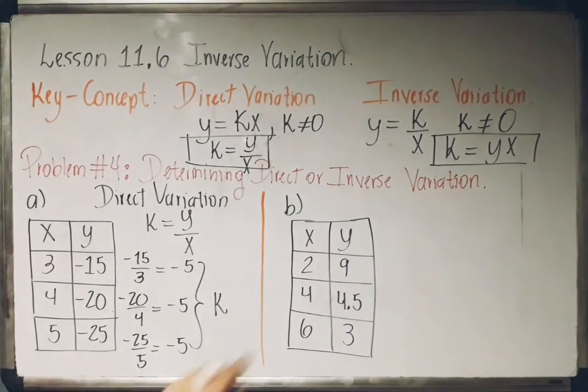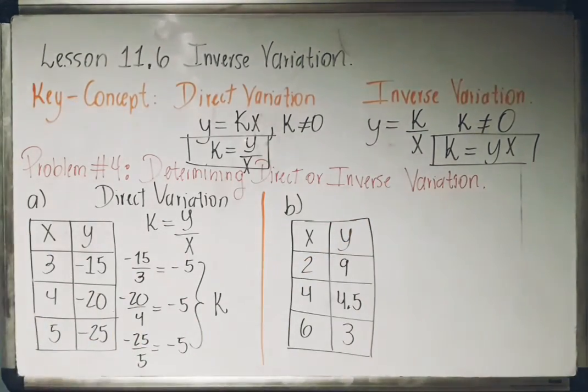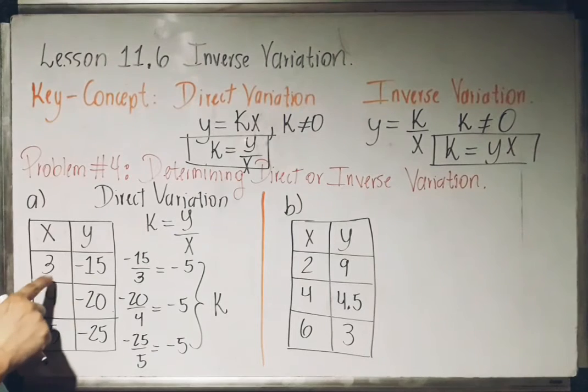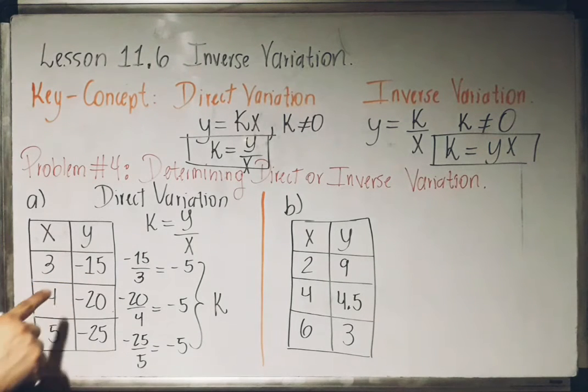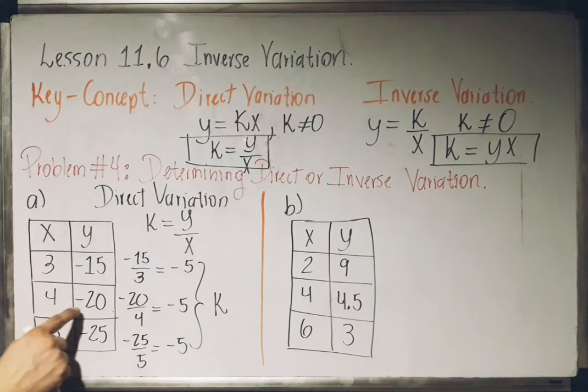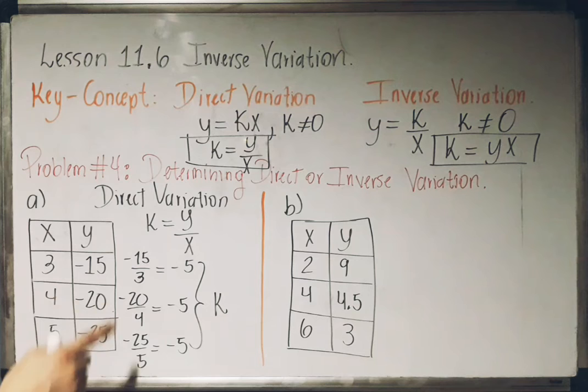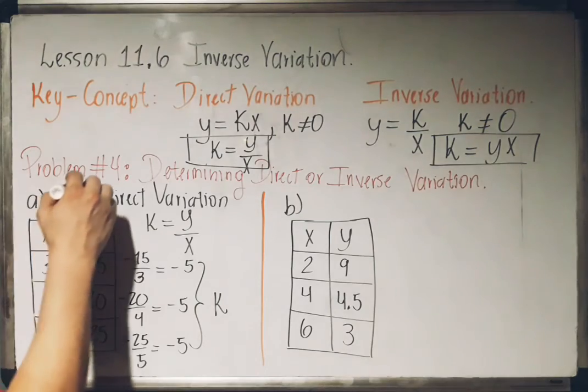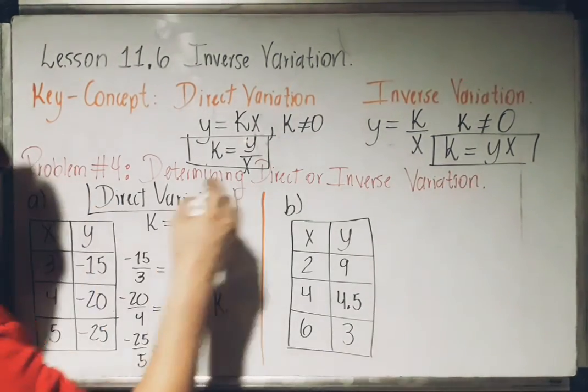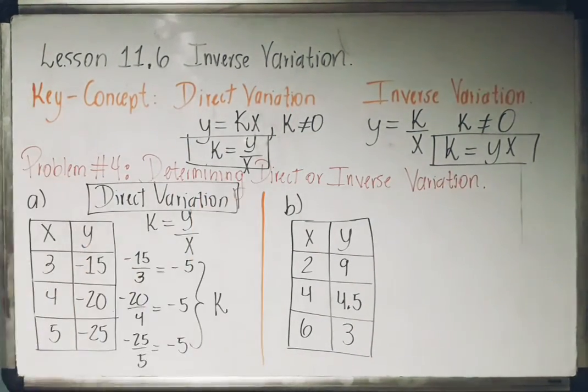What happens if I try it with the inverse variation? Has to be multiplying. This times this is going to be negative 45. Then this times this is going to be negative 80. You can see that it's really different, and this times this is going to be negative 125. They are different. It's why you know that it's a direct variation, just when you try to solve it using the first equation.